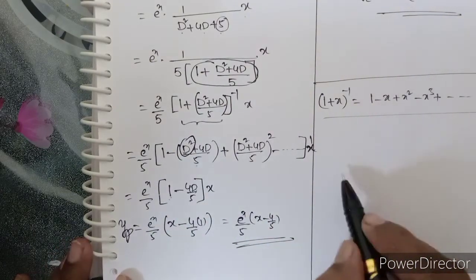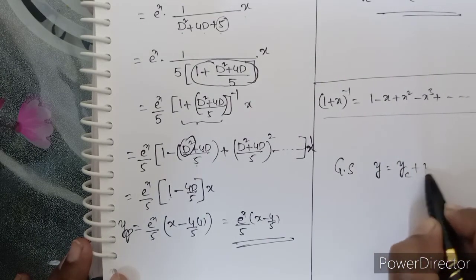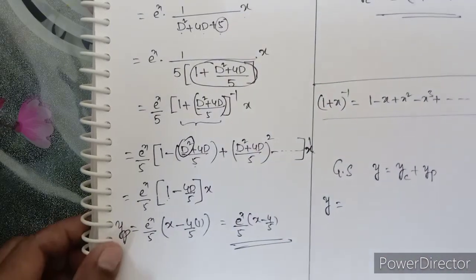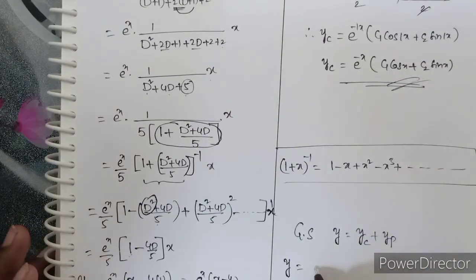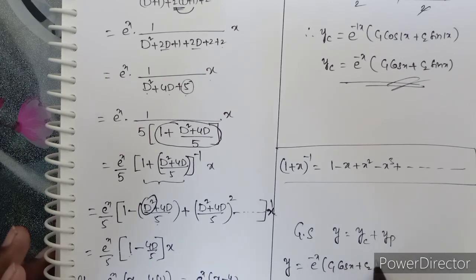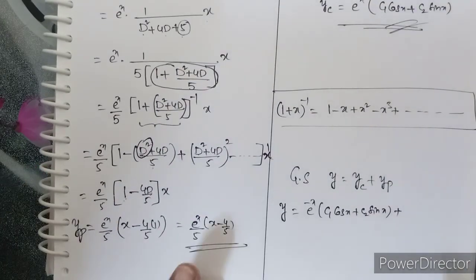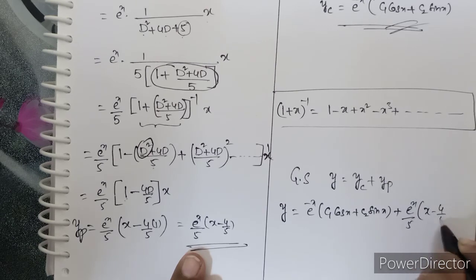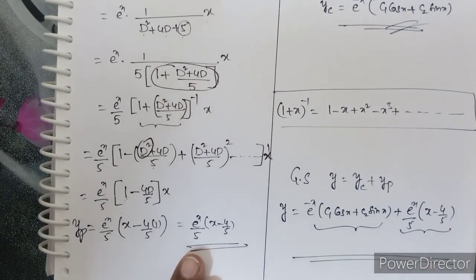Now coming to the general solution, y is equal to yc plus yp. This is the complete solution. Therefore, y is equal to yc, e^(minus x) (c1 cos x plus c2 sin x), plus yp. Just now we got e^x by 5 into (x minus 4 by 5). This is yc and this is yp. The total gives the general solution.